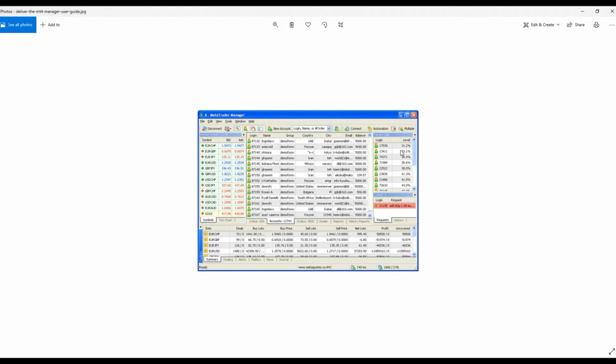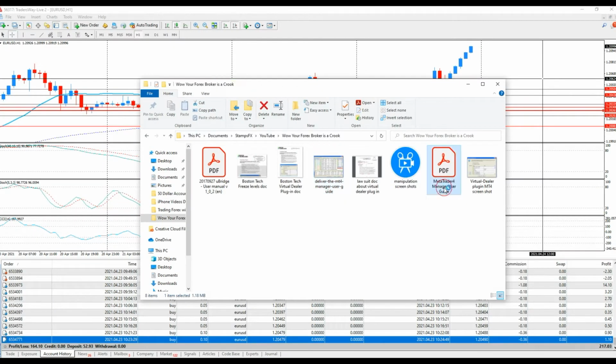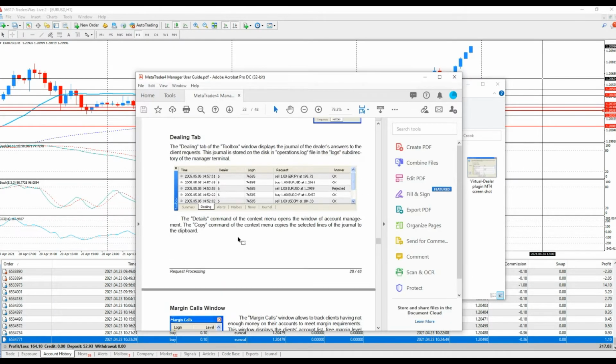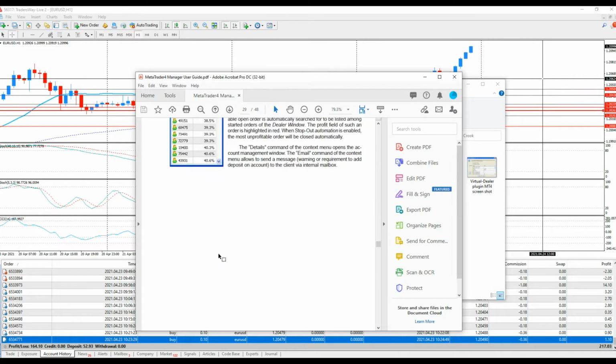So you may say, well, can they manipulate price? Absolutely, and I'm about to show you that in a minute, because this is just a screenshot that I took online, but this is the actual user manual, and I think it also includes that screenshot. There's a margin window.